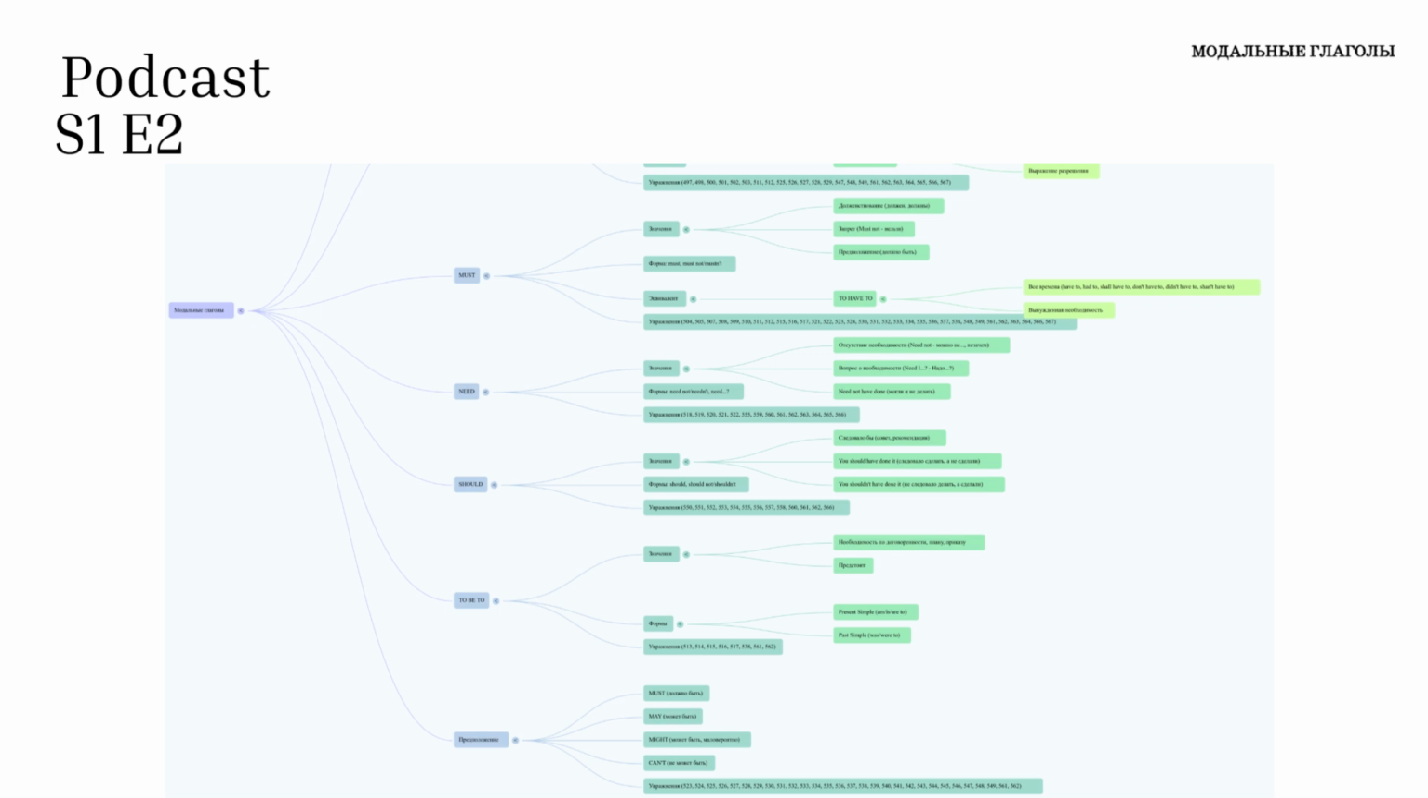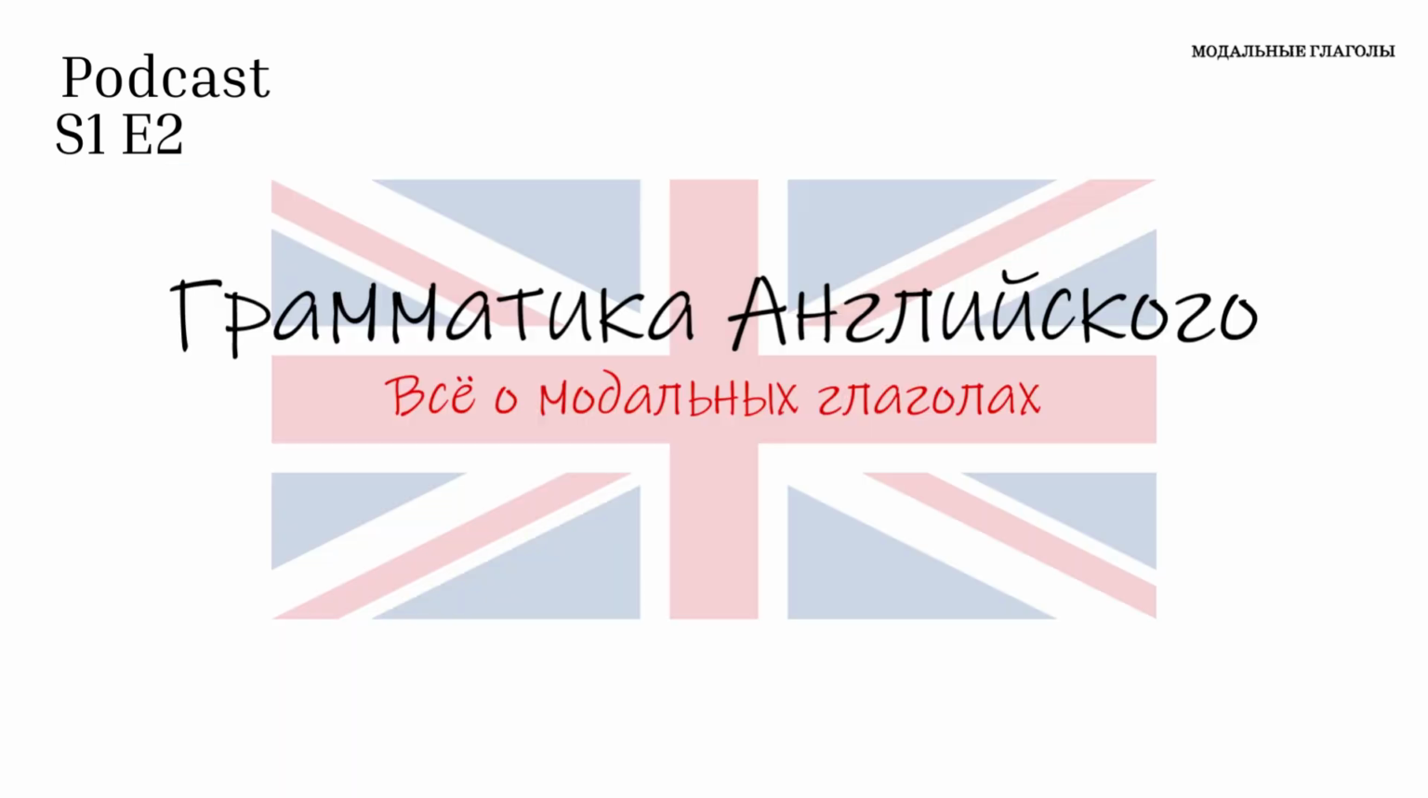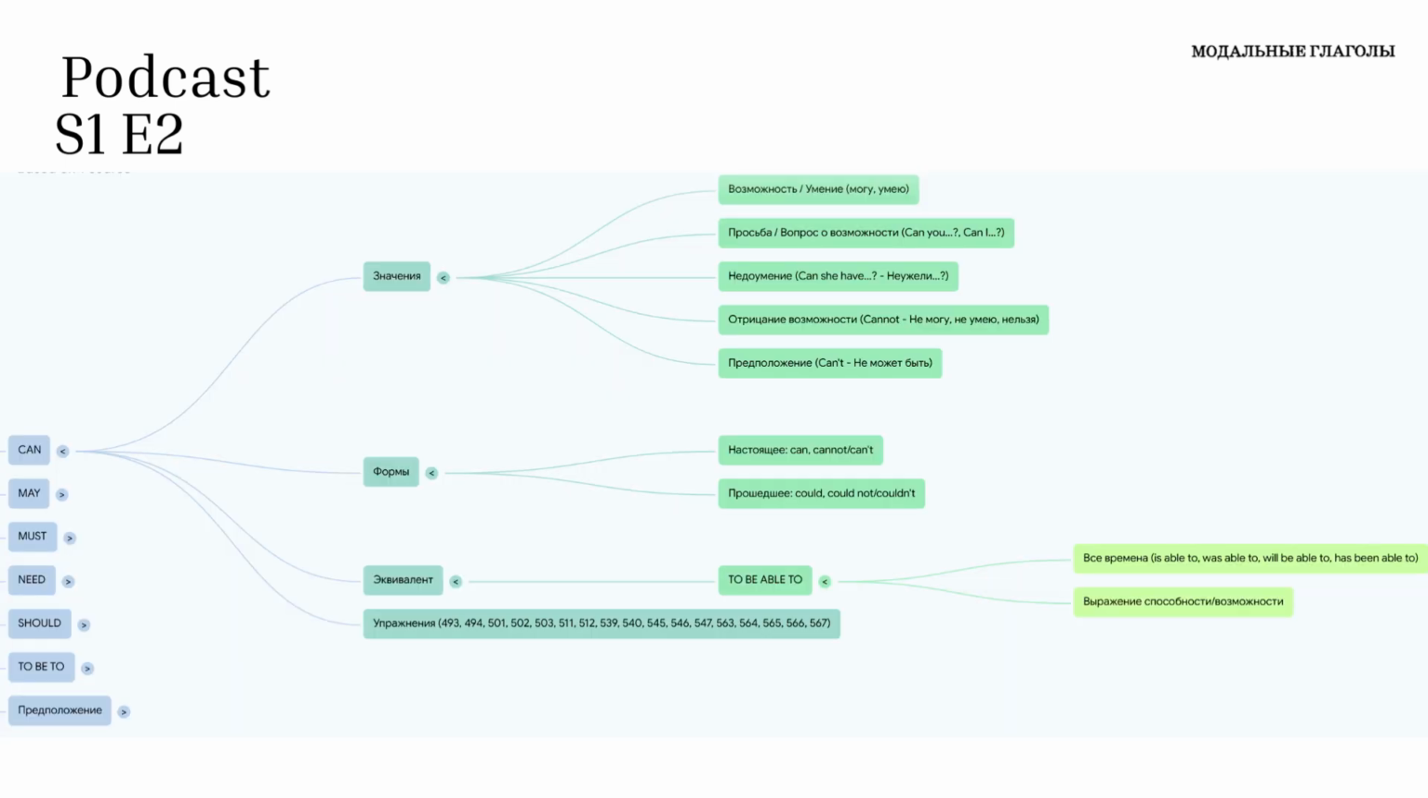But here's where it gets a little more interesting. While can works fine for the present and that simple past ability, English needs a way to express capability in all the other tenses. And that's the key role of to be able to. So to be able to isn't just a fancy synonym for can. Not at all. It's the one that fills in the grammatical blanks where can just can't go.